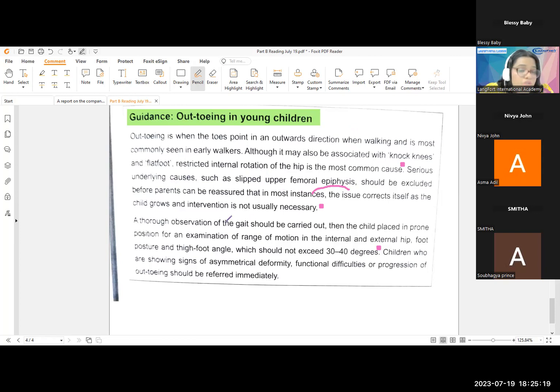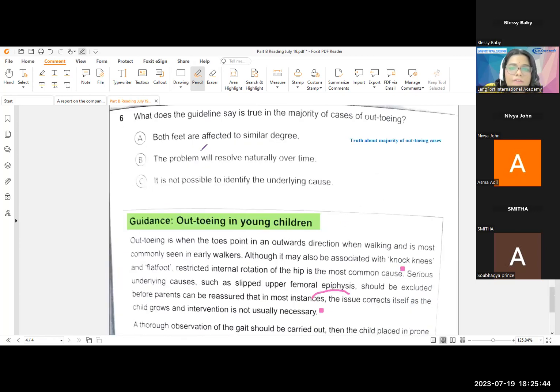Then you need to thoroughly observe how the kid walks, and you need to keep the child in a prone position and examine their range of motion, internal and external hip, and you need to check the foot posture and the thigh-foot angle, which shouldn't exceed 30 to 40 degrees. And if kids are showing any signs such as these, they need to be referred to a doctor immediately. All of you take a second, go through it.